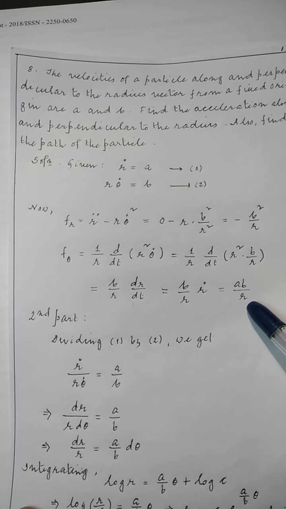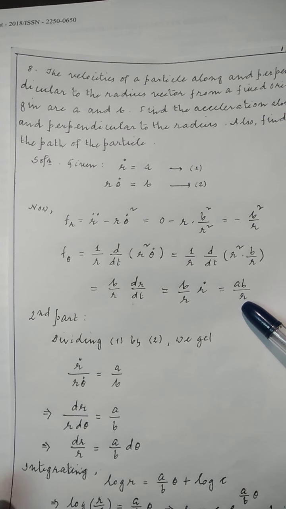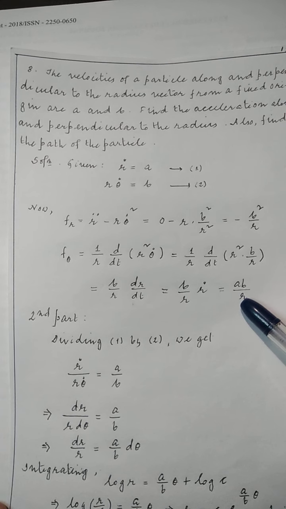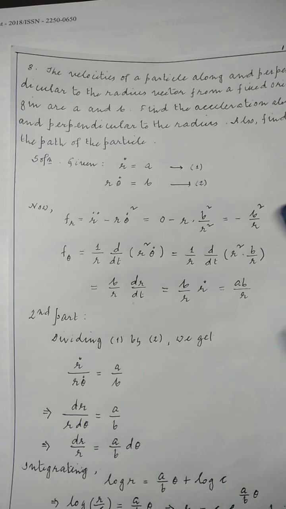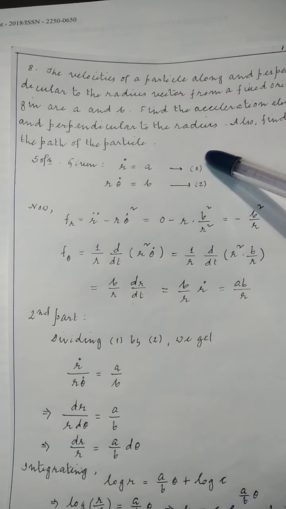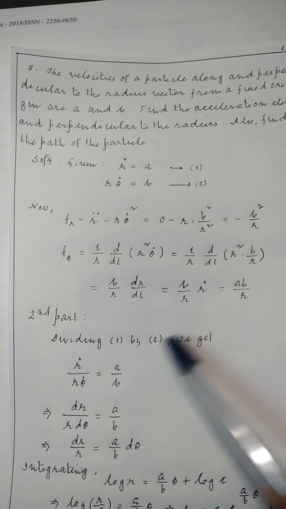This way we can find out the components of acceleration along the radial and transverse direction. Next we have to find out the path of the particle also. In order to find out the path of the particle, what you have to do? You just divide equation 1 by 2. If you divide equation 1 by 2, what you will get?